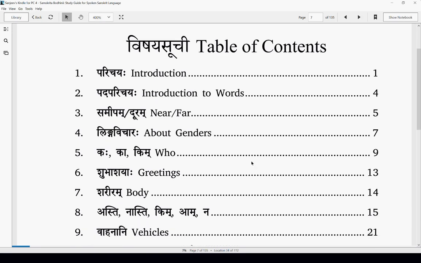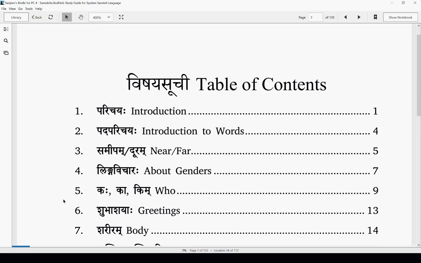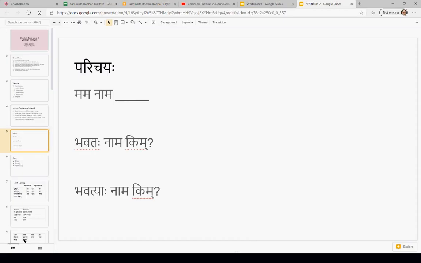Samipam, duram. Now let's go with the parichaya. So what is parichaya? What kind of sentences do we use for parichaya? Like bhavataha nama kim, bhavatyaha nama kim. These are the introductory sentences, the introduction that we do. Parichaya means introduction. We'll start with mama nama sanjeevaha, bhavatyaha nama kim, bhavataha nama kim. These are the simple sentences we use. You should be familiar with these kinds of conversations, right? Nama, what is the meaning of nama, kim, etc.